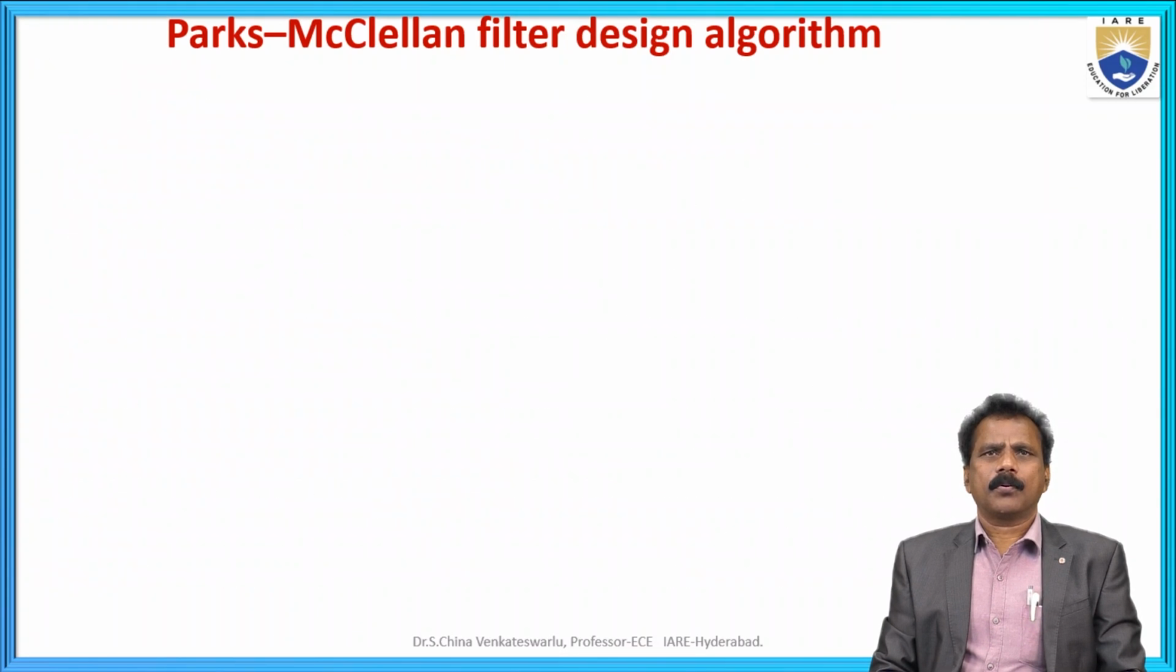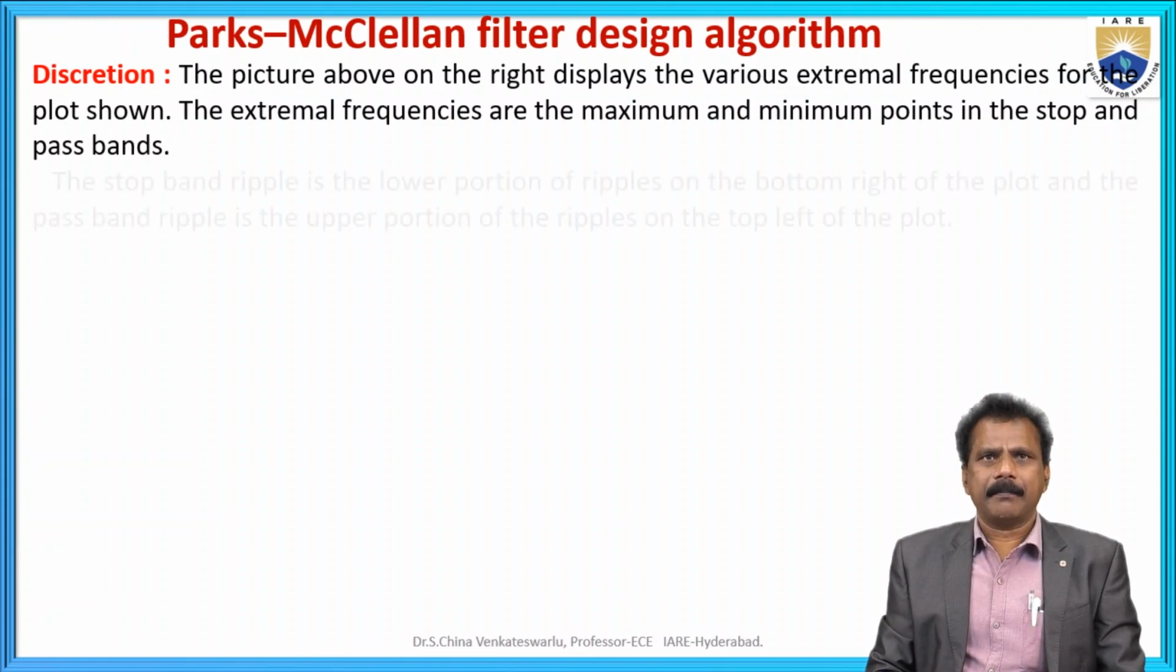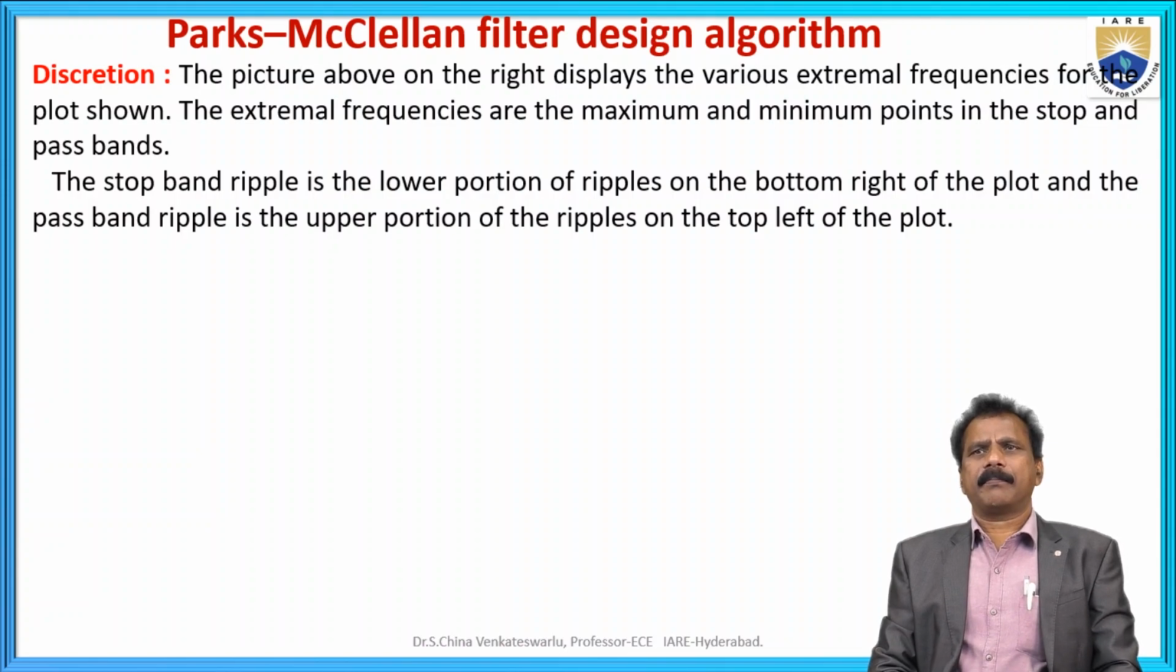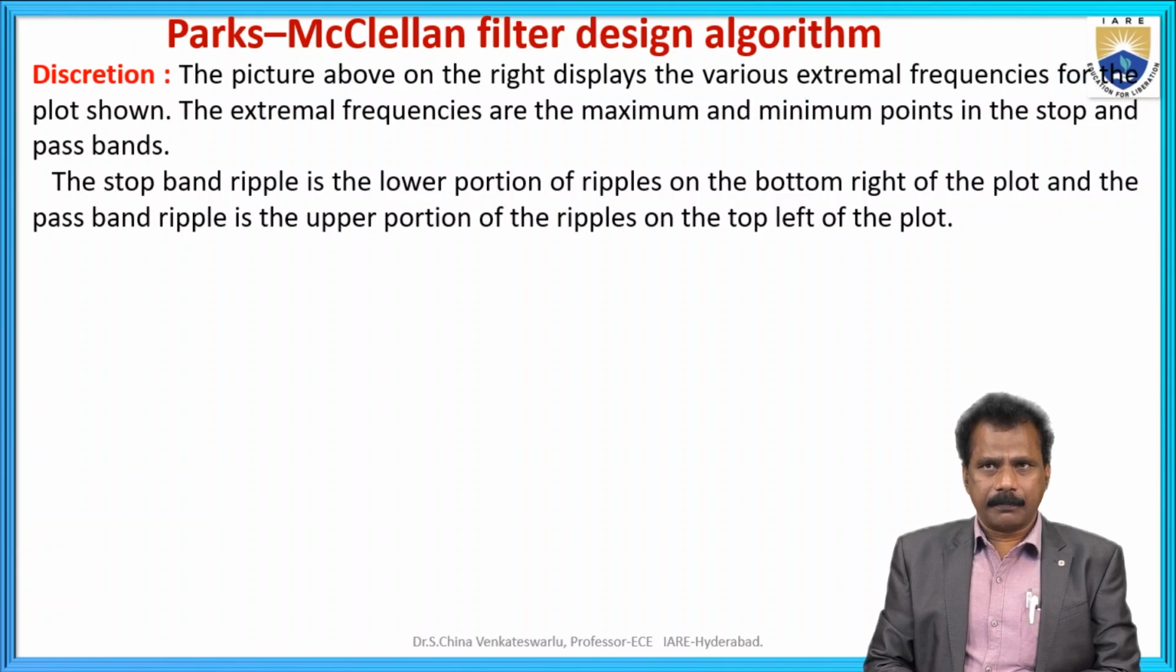The picture above on the right displays the various extremal frequencies for the plot shown. The extremal frequencies are the maximum and minimum points in the stop band and pass band. The stop band ripple is the lower portion of the ripples on the bottom right of the plot, and the pass band ripple is the upper portion of the ripples on the top left of the plot.